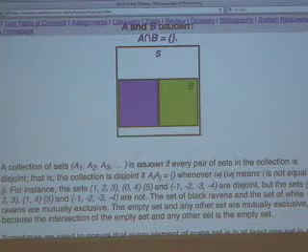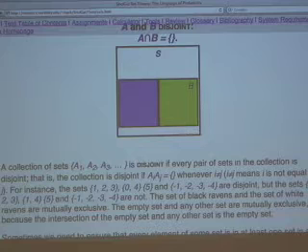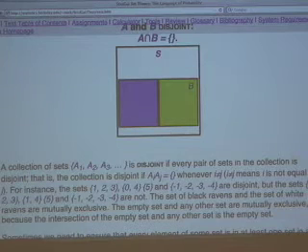All right. The empty set and any other set are mutually exclusive, or disjoint, because when you take their intersection, you get back the empty set.